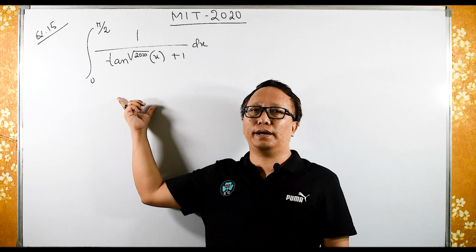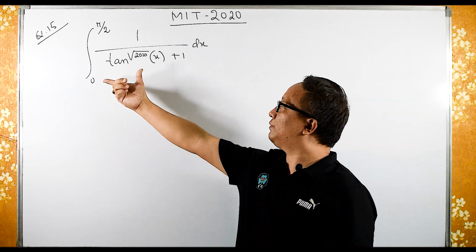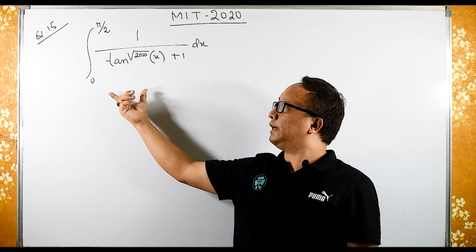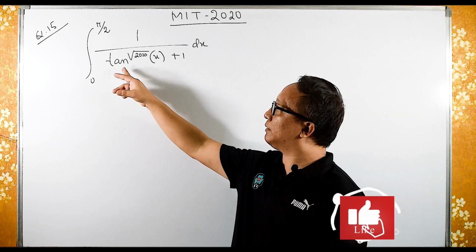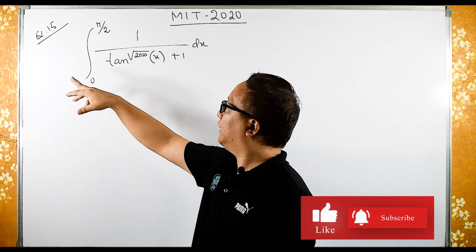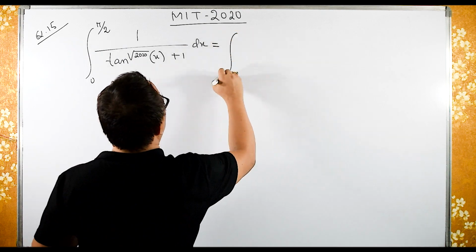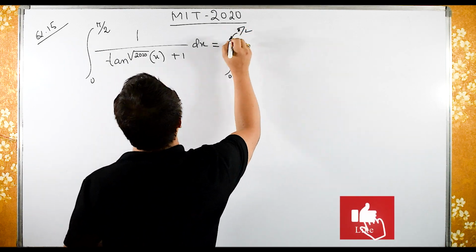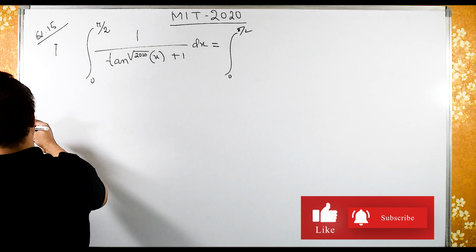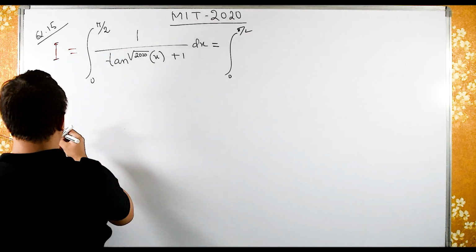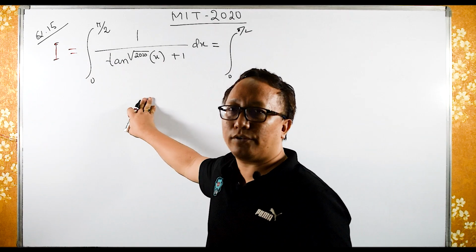This question was asked by MIT 2020, question number 15. After looking at this integral, we should apply King's formula. Let's convert tan to sin by cos. Let's consider I equals this integral from 0 to pi by 2, where tan is the same as sin by cos.